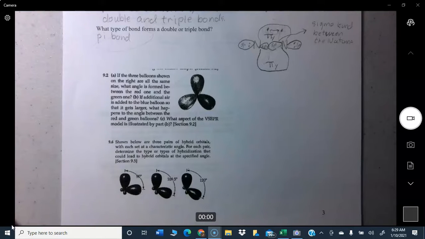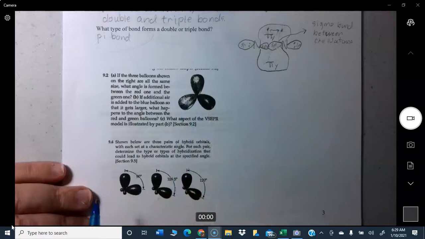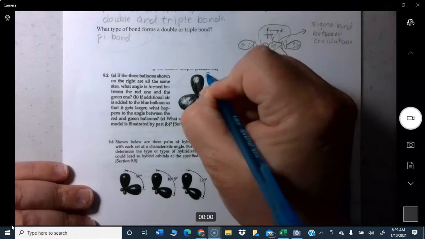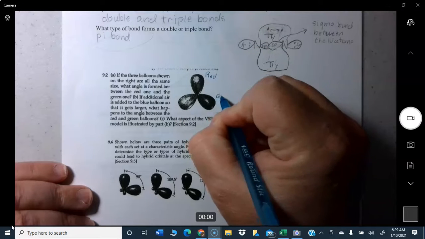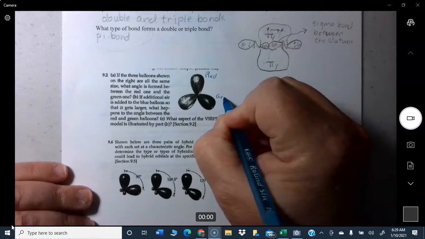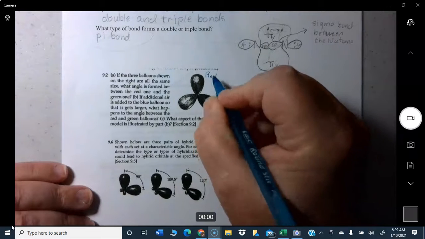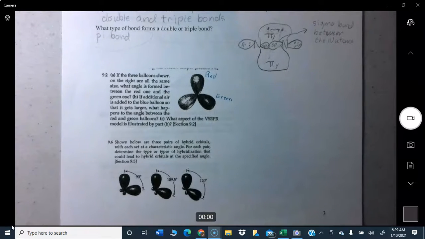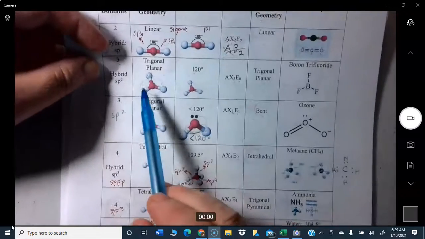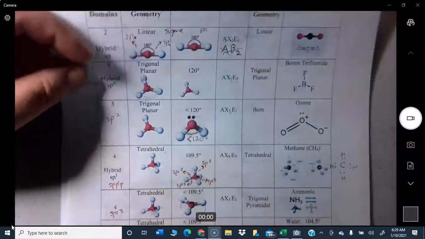So if the three balloons shown on the right are all the same size, what angle is formed between the red one and the green one? Since I couldn't copy this in color, let's just say this is the red one and this is green, and I don't know what other color they have here, but we'll leave that as red and green right there. If you look at those balloons, they're going to form a flat triangle. So that would be trigonal planar. It would look like that. So that's going to be a 120-degree angle.